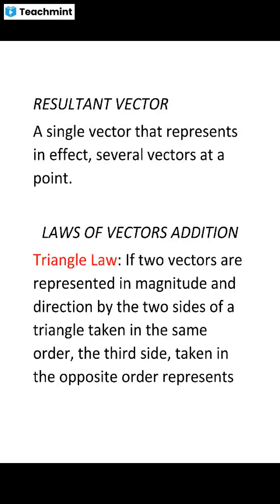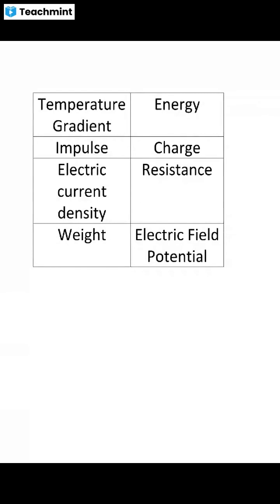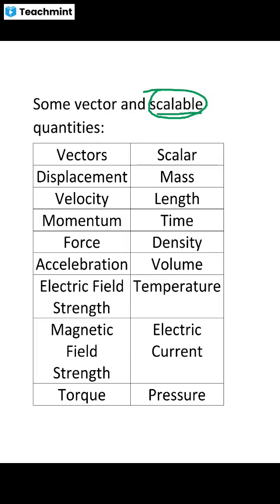There's something I want to tell you here that's very, very important. You can see electric field strength. Whenever you have any field, and they're talking about the strength of the field or the intensity of the field, please, it is a vector quantity. We are talking about magnetic field strength, it's a vector quantity. Electric field strength is a vector quantity. Gravitational field strength is a vector quantity.